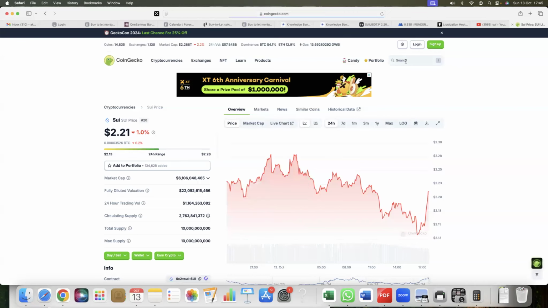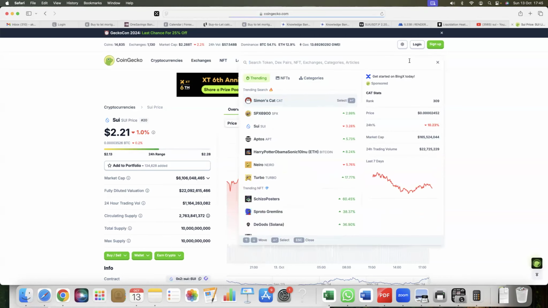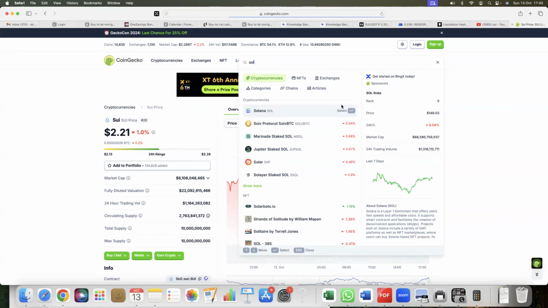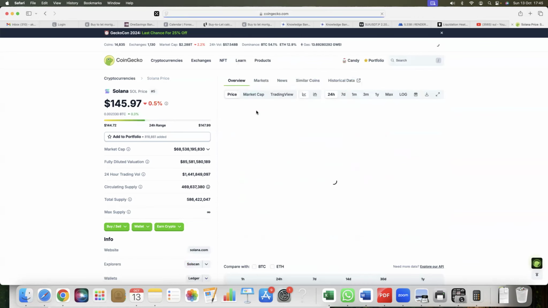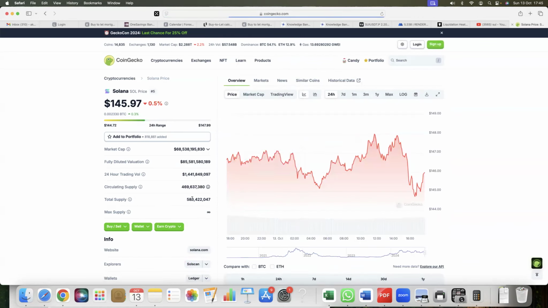And if you go and compare it, the market cap is currently what, 6 billion? 6 billion, right? And then compare it to Solana. How many tokens? It's half the tokens of Sui. And this market cap is 68 billion.